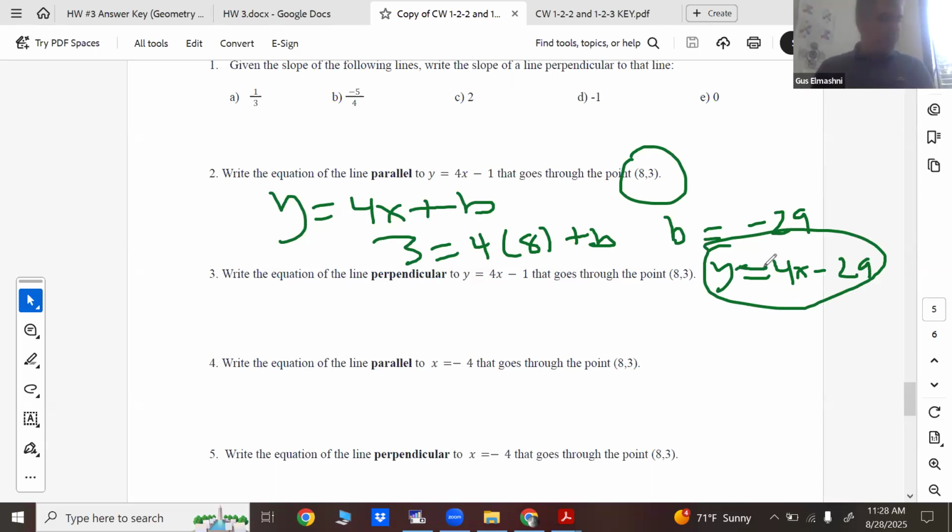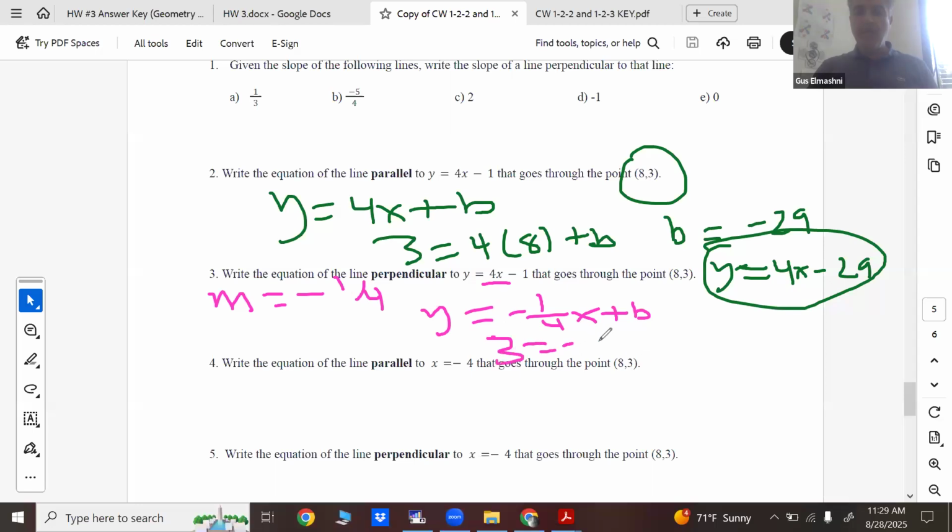All right, let's look at number 3. Cam, can you read number 3, please? Perfect. So what's the slope of, so that's still a slope of 4, but if I want perpendicular, so what happens if I flip and change sign? Yes, negative 1/4. Awesome. And same thing, y equals negative 1/4 x plus b. And solve for b. Plug in 3 for y, 8 for x.